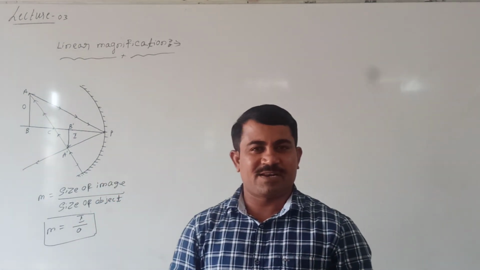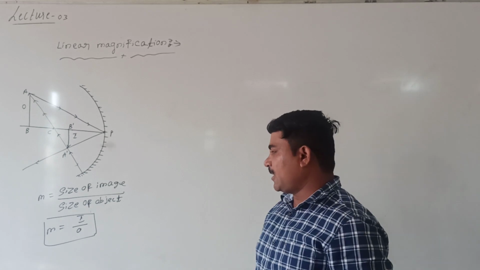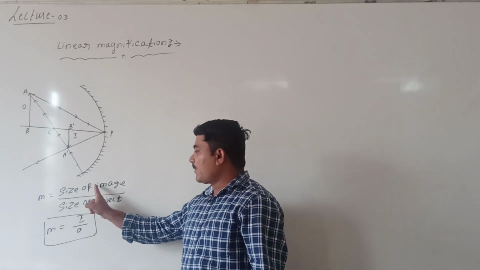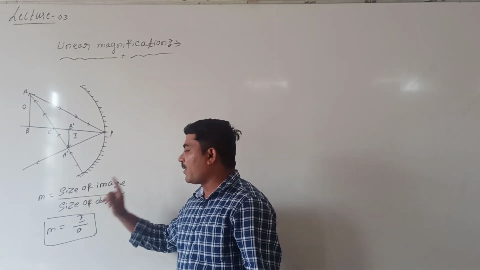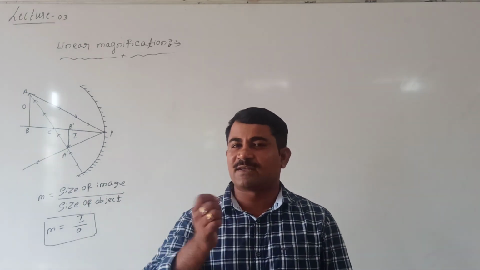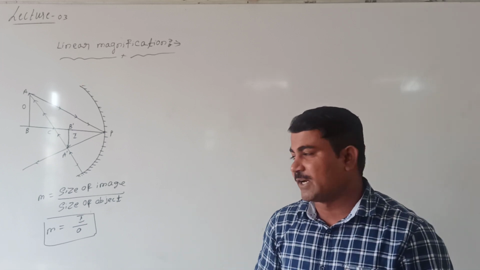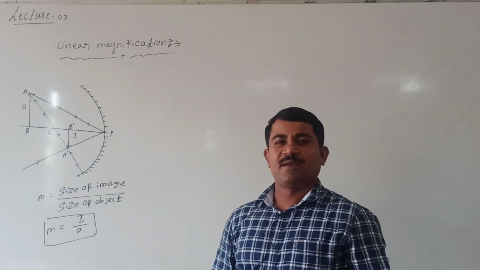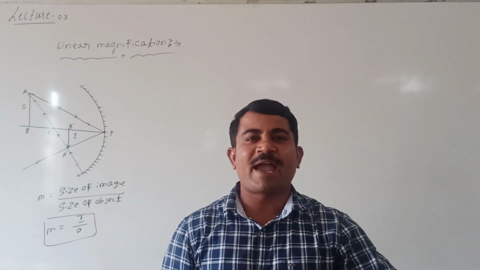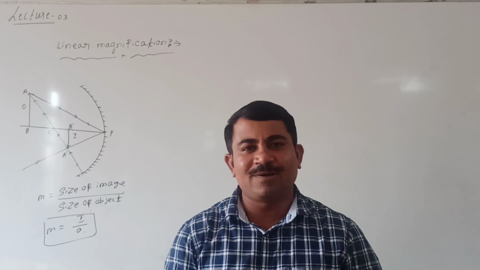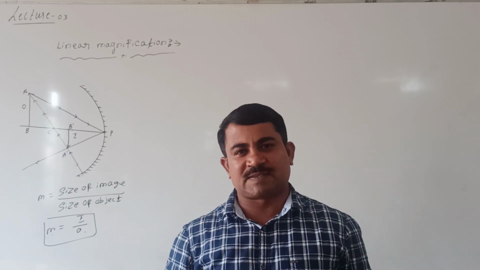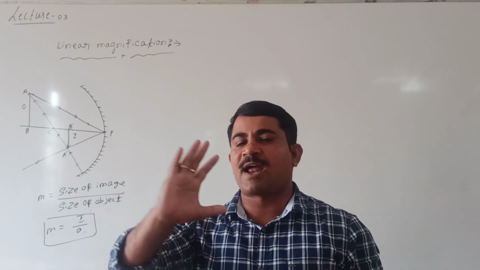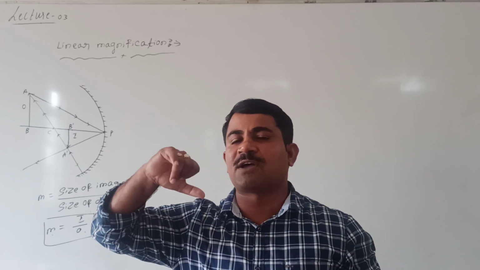This linear magnification has no unit, because size of image is measured in centimeter or meter, and size of object is also measured in centimeter or meter, so the SI unit or CGS unit gets cancelled, and linear magnification only has a value. Linear magnification is either positive or negative for a concave mirror, and for a convex mirror it is always positive.